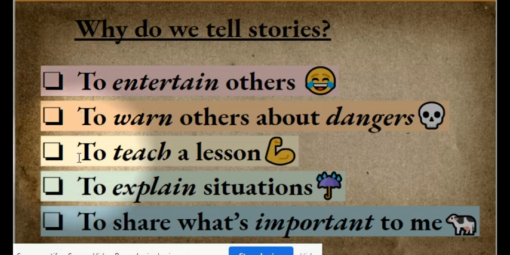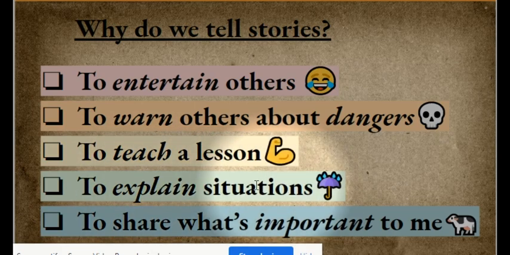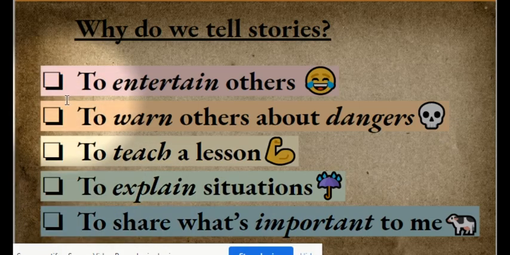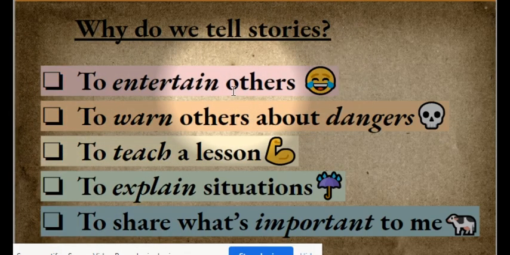You might tell somebody a story to teach a lesson, okay? You might try to tell a story to explain a situation. Hey, this is what happened. I just want you to know the true story. And you might tell a story to share what's important to you. Okay, if you want to talk about your values, or just tell people a story about who you are and what motivates you, you might share a story to share what's important to you. So these are the 5 elements of why people tell stories, and they will come in handy later.